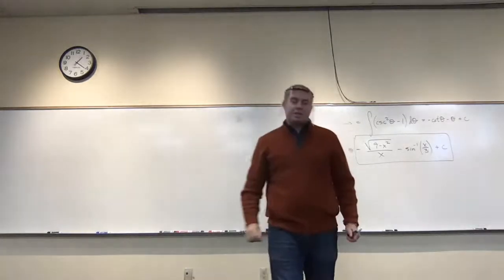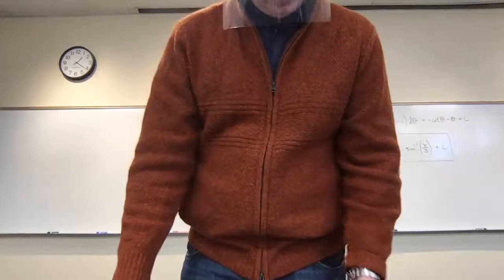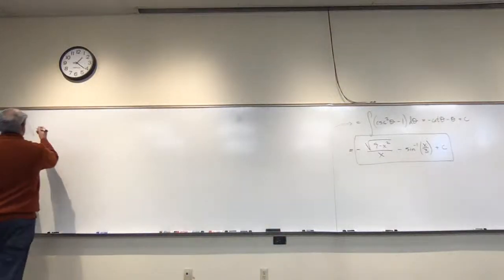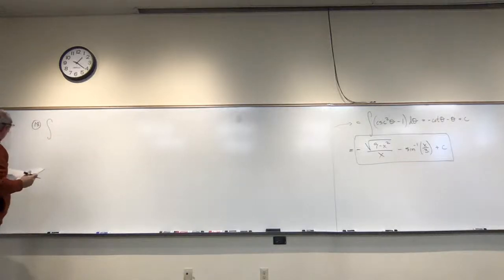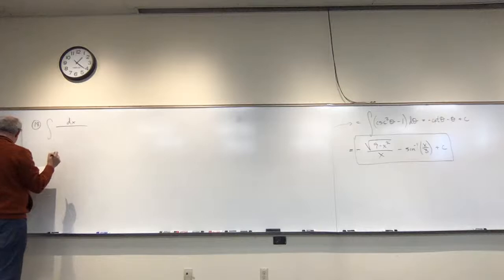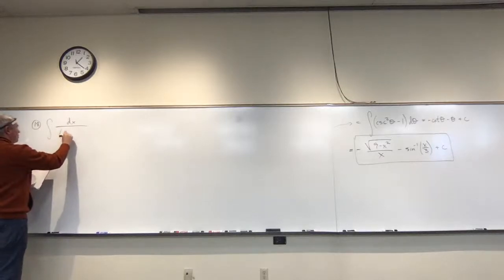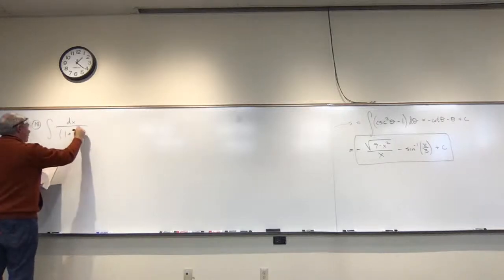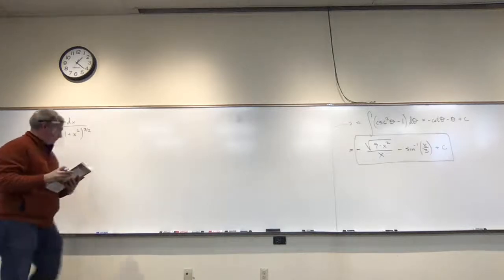Okay, so number 18. We have the integral of dx divided by (1 plus x squared) to the 3 over 2. And that's it. Okay.